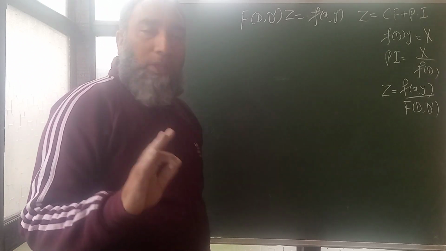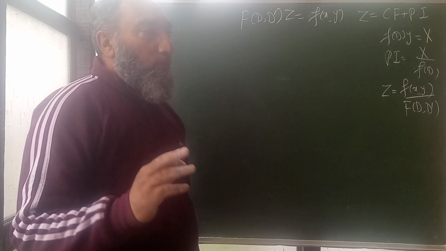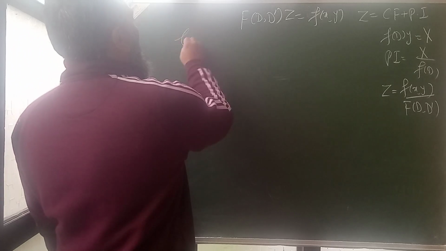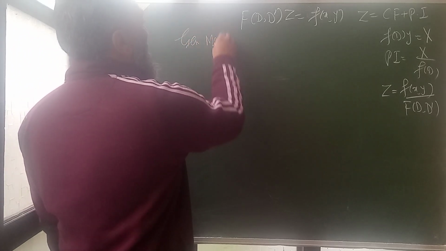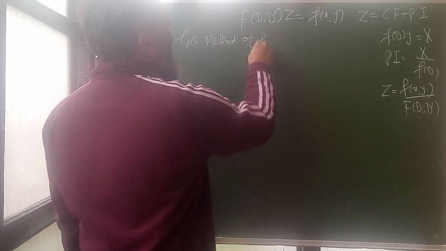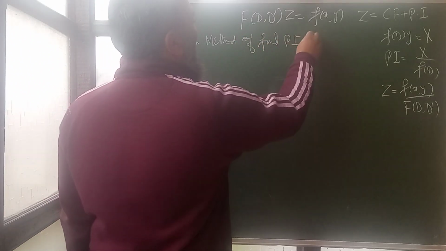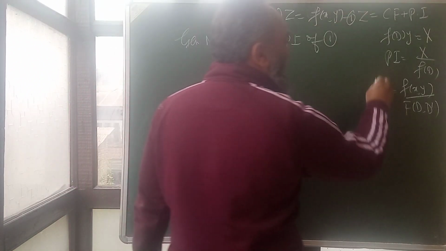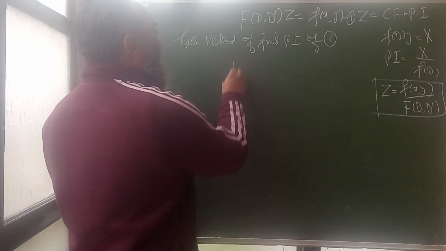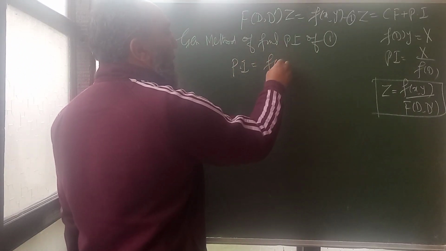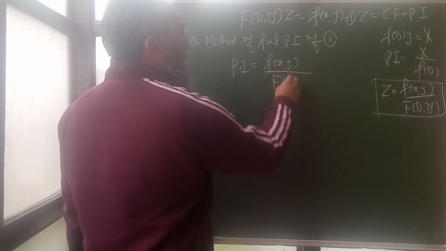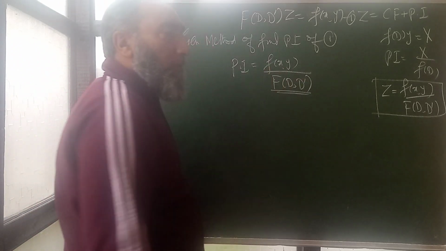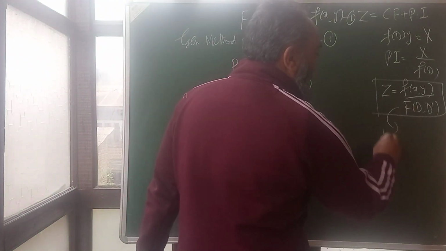There are a few methods available to find the particular integral of a function. Now I will give you first the general method of finding the particular integral. This is method one. The particular integral is f(x, y) upon f(D, D'), and you know the factors of this function. These are of this type.